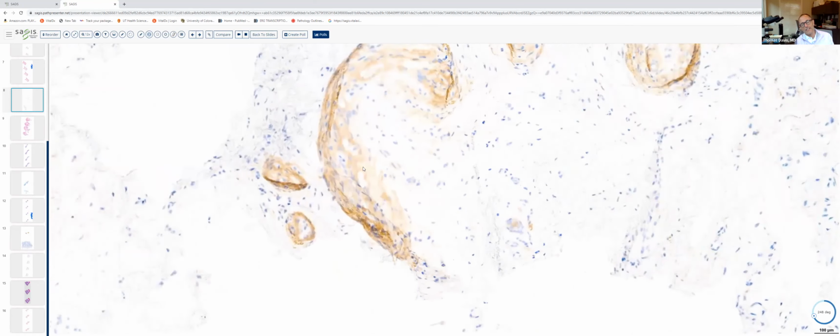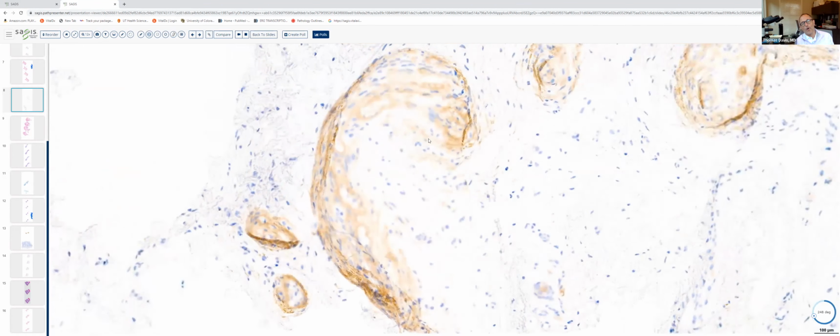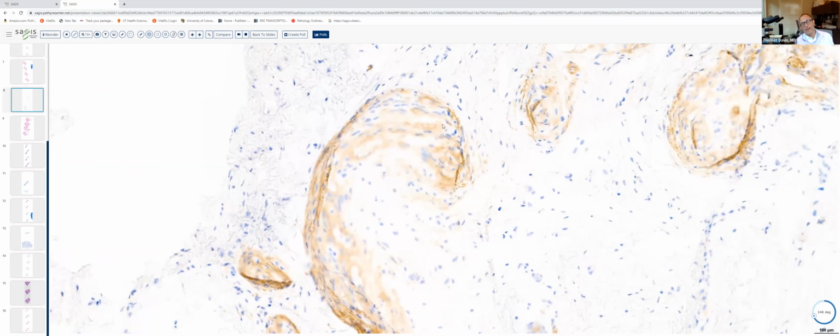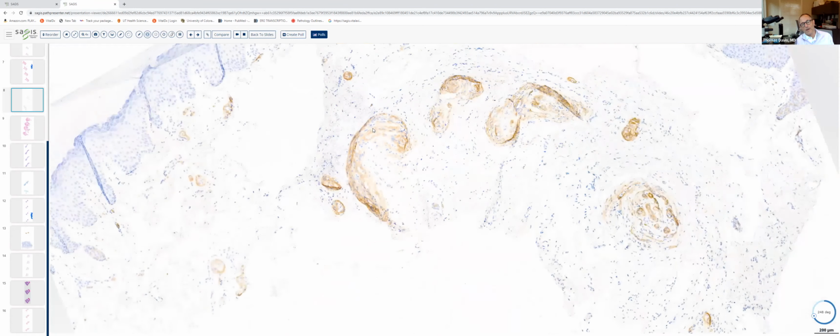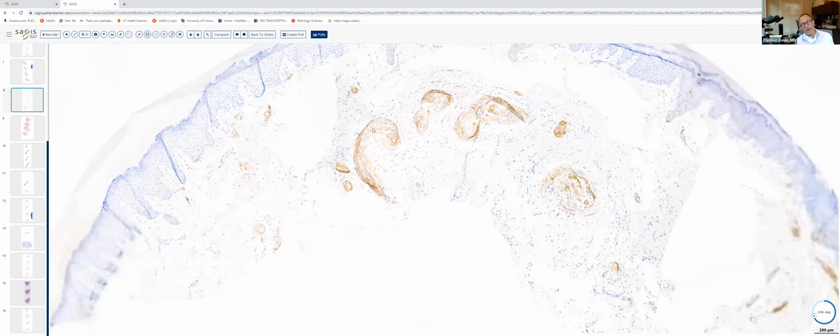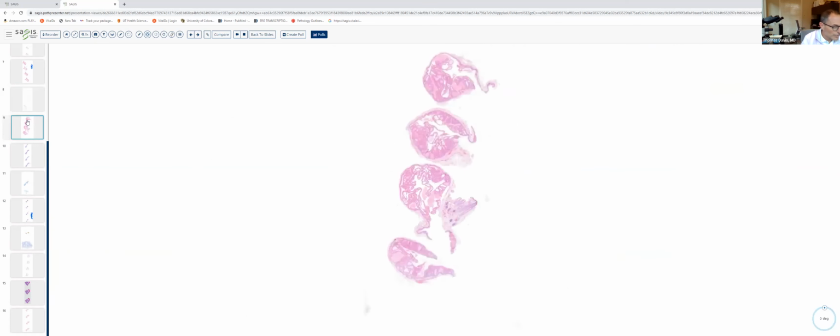And one can see that the constituent cells are expressing EMA. And so the constellation of findings, location on volar skin and the EMA positivity are very characteristic of a perineurioma. Okay. Let's go ahead and move on to our next case, case 7.